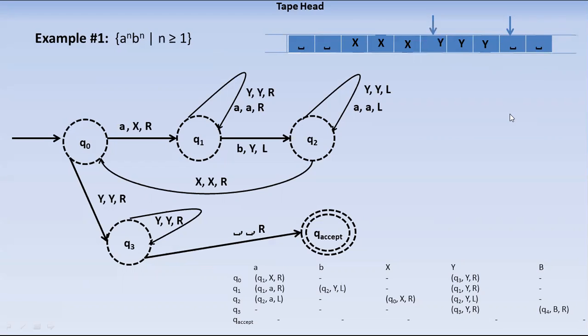Now my question is: is this machine deterministic or non-deterministic? Of course, it is deterministic, because no state has multiple moves. Is this machine complete? Yes, this machine is complete. So this is our final Turing machine in which the number of A's and the number of B's are the same. And we call it a state transition diagram.